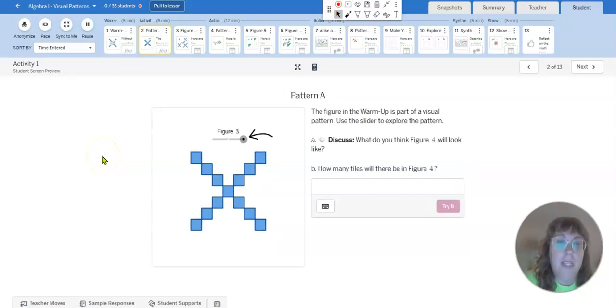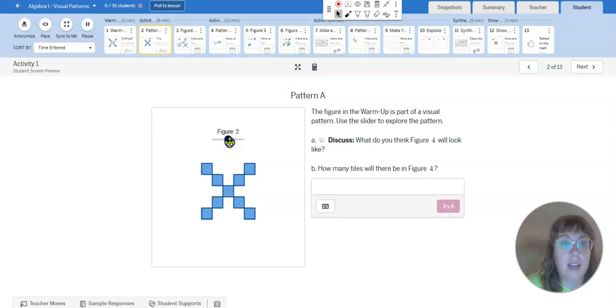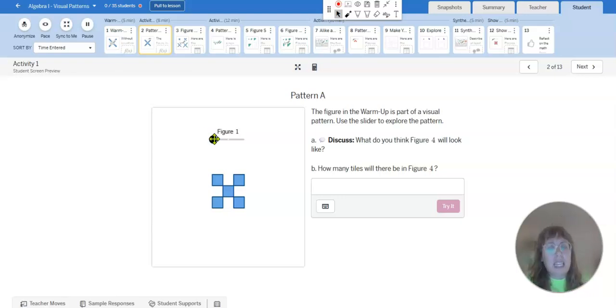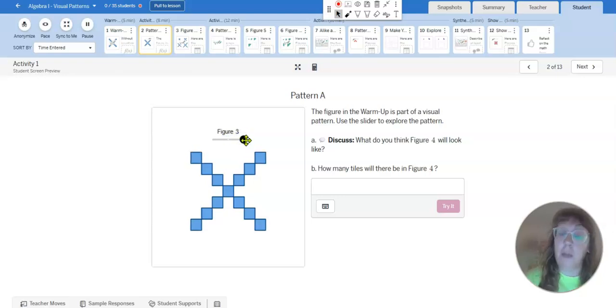So pattern A. It says the figure in the warm-up is part of a visual pattern. Use the sliders to explore the pattern. So there's this slider, and you can take it back to figure 1, figure 2, figure 3. And you can kind of notice how the figure grows. So what do you think figure 4 will look like? Can you imagine it? Can you picture what's going to change once figure 4 is added? And then using that knowledge, how many tiles will be in figure 4?